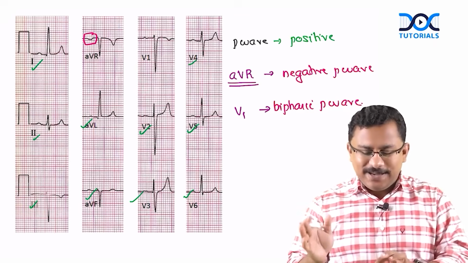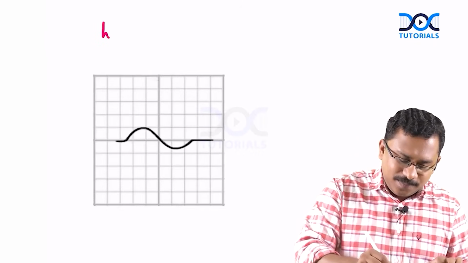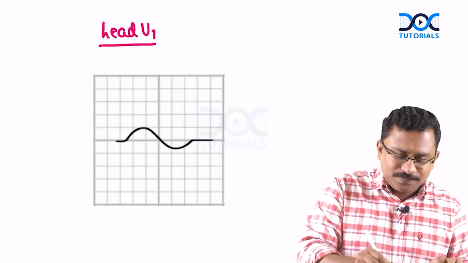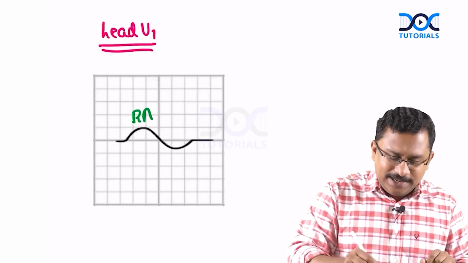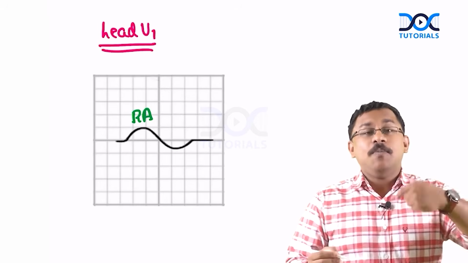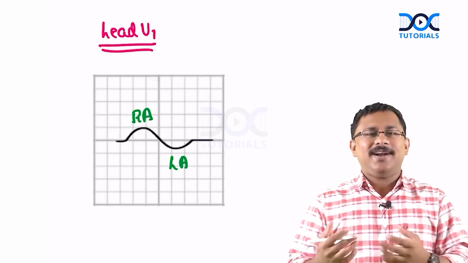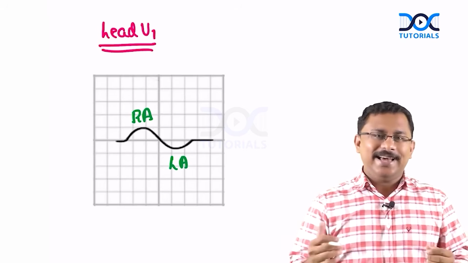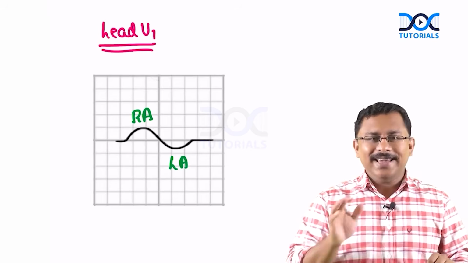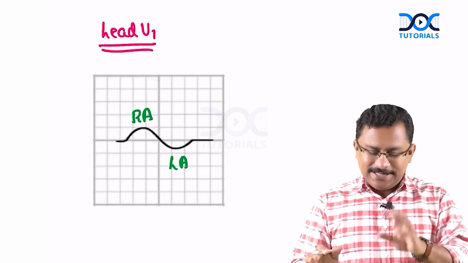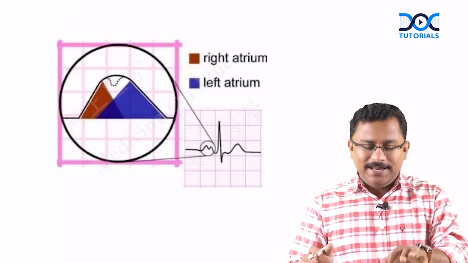Now what is this biphasic P wave? I'll just show you. See, in lead V1, the P wave will have an initial right atrial depolarization, which is a positive deflection, and then a subsequent left atrial depolarization, which is a negative deflection. So it will have a biphasic nature in lead V1. That's clear. Now let's move on to the abnormalities.